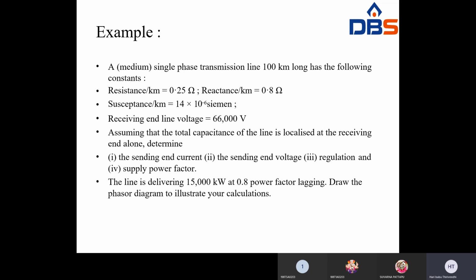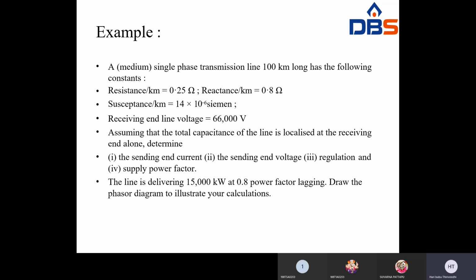This is the medium transmission line problem. A 3 phase 50 hertz 100 kilometer transmission line has the following: resistance per phase per kilometer 0.25, inductive reactance per phase 0.8, right? And susceptance per kilometer is 14 into 10 power minus 6 Siemens, and the receiving end voltage is 66,000. So don't confuse. In the previous problem they gave three phase, but in this problem they gave single phase. That's why that was the phase voltage, but this is the line voltage.